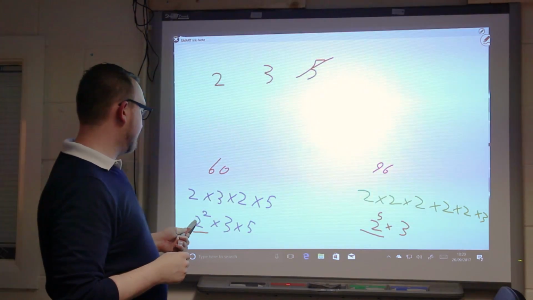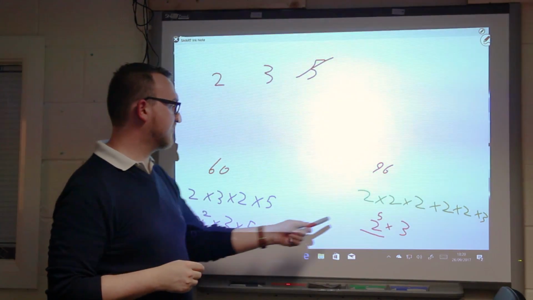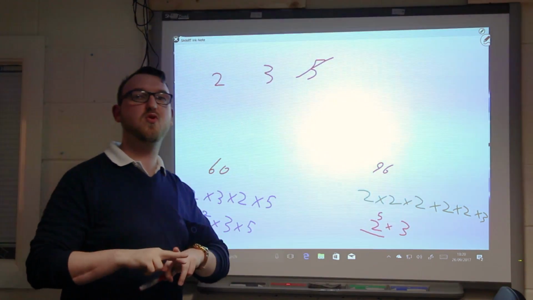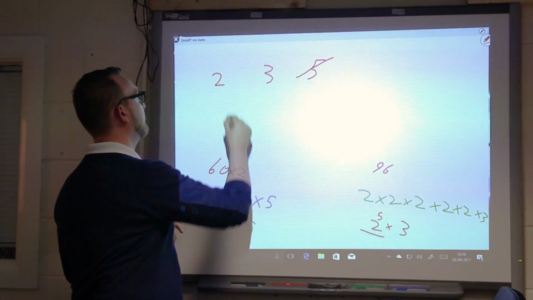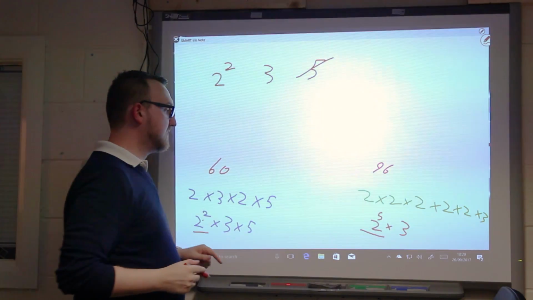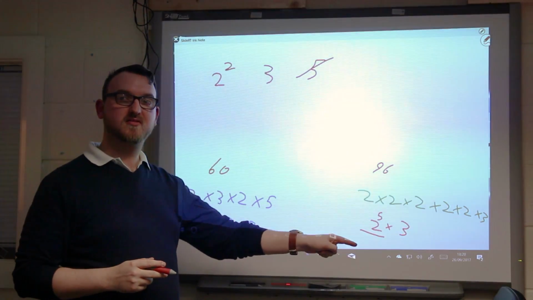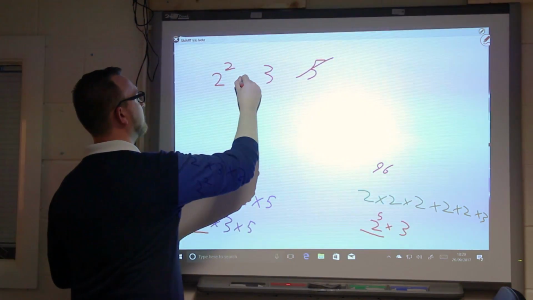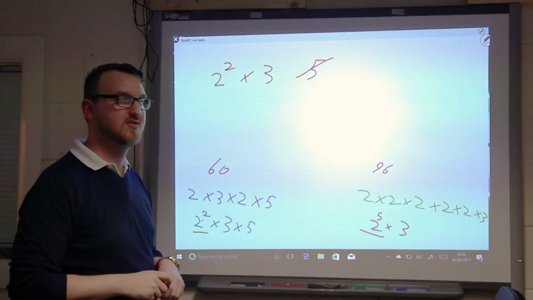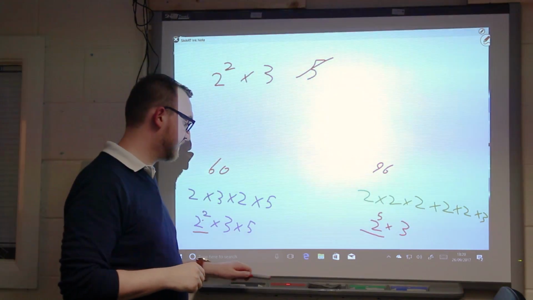Then we look at what they share. That has 2 and that has 5, so there's a 2 overlap. So they share 2. How many 3's do they share? Well, just 1. So we can write it like that. 2 to the power of 2 times 3.